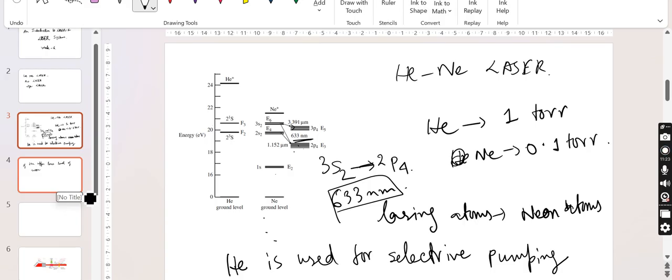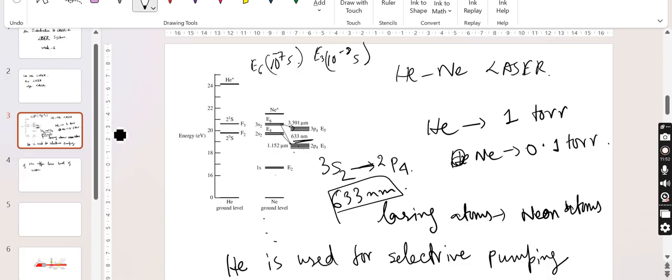So easily the population inversion has been created between E6 and E3. E6 has a lifetime of 10 to the power minus 7 second, and E3 has a lifetime of 10 to the power minus 8 second. You see that E6 has more lifetime. So it's easy to achieve population inversion between E6 and E3.